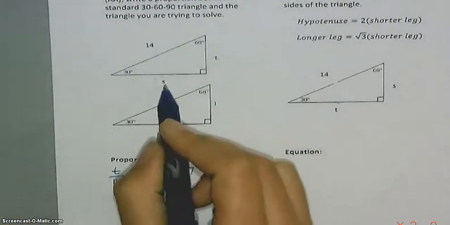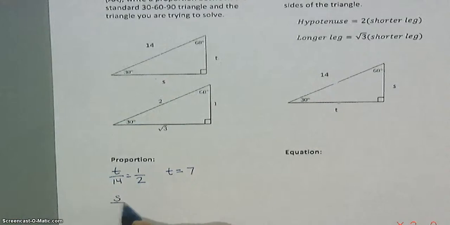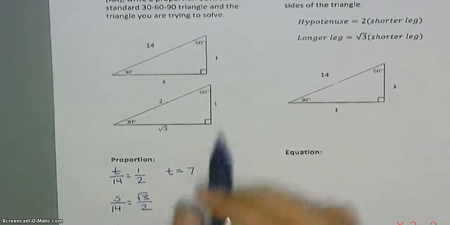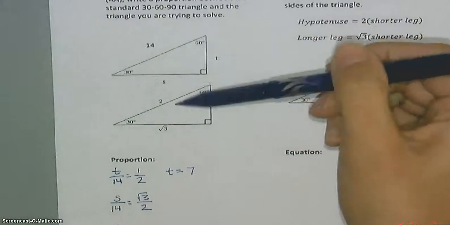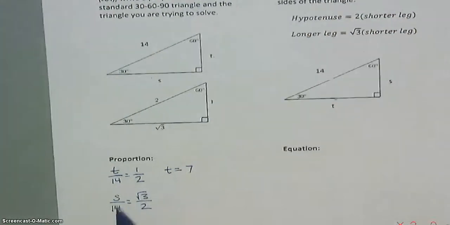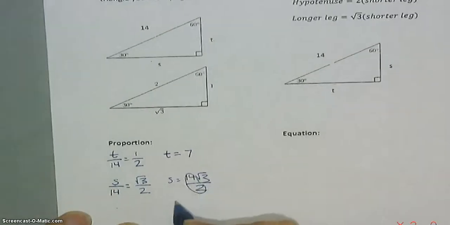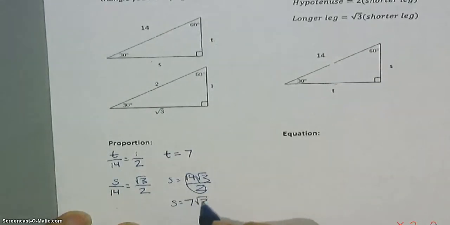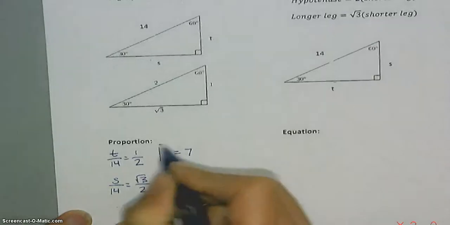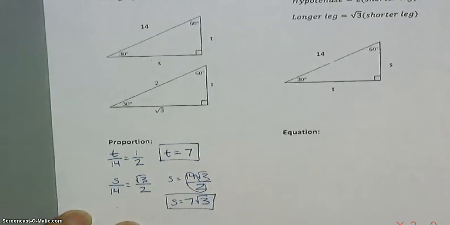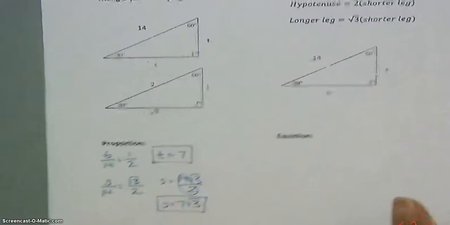Now let's solve for s. We can do s is to 14 as root 3 is to 2. So 14 times root 3 is 14 root 3. And then we have to divide by 2. Notice both of these are outside the square root. So 14 divided by 2 is 7 root 3. So that's how you use this triangle. It's just like the other one. That's one way. That's my favorite way.